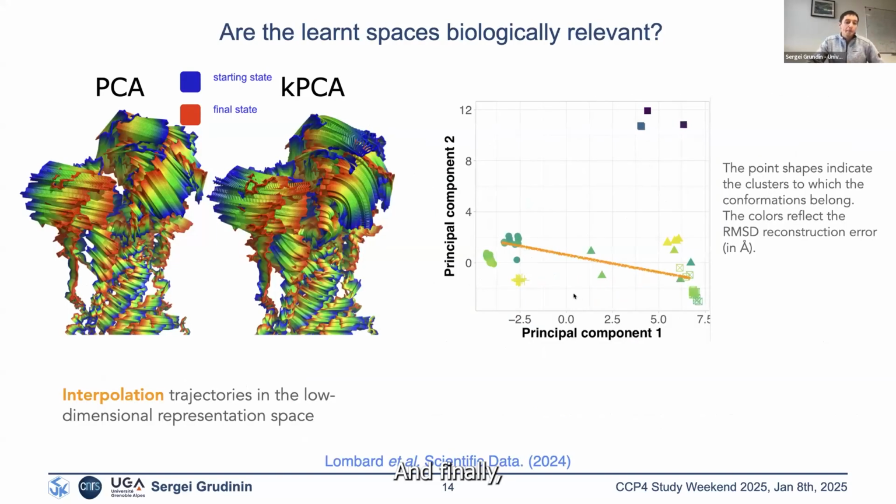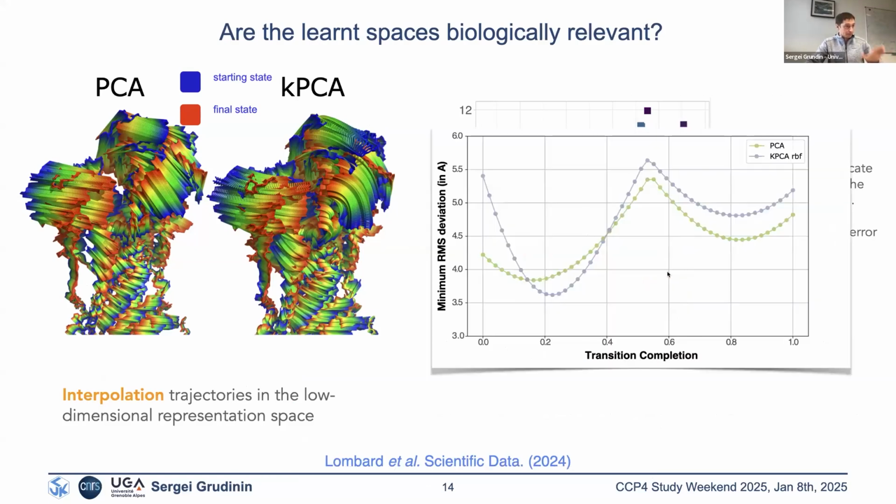And finally, we also assessed the biological relevance of the learned representations. For this, we've chosen the ATPase protein, and we interpolated a path in the latent space from one conformation to another, and we've measured the distance to the known experimental intermediates.